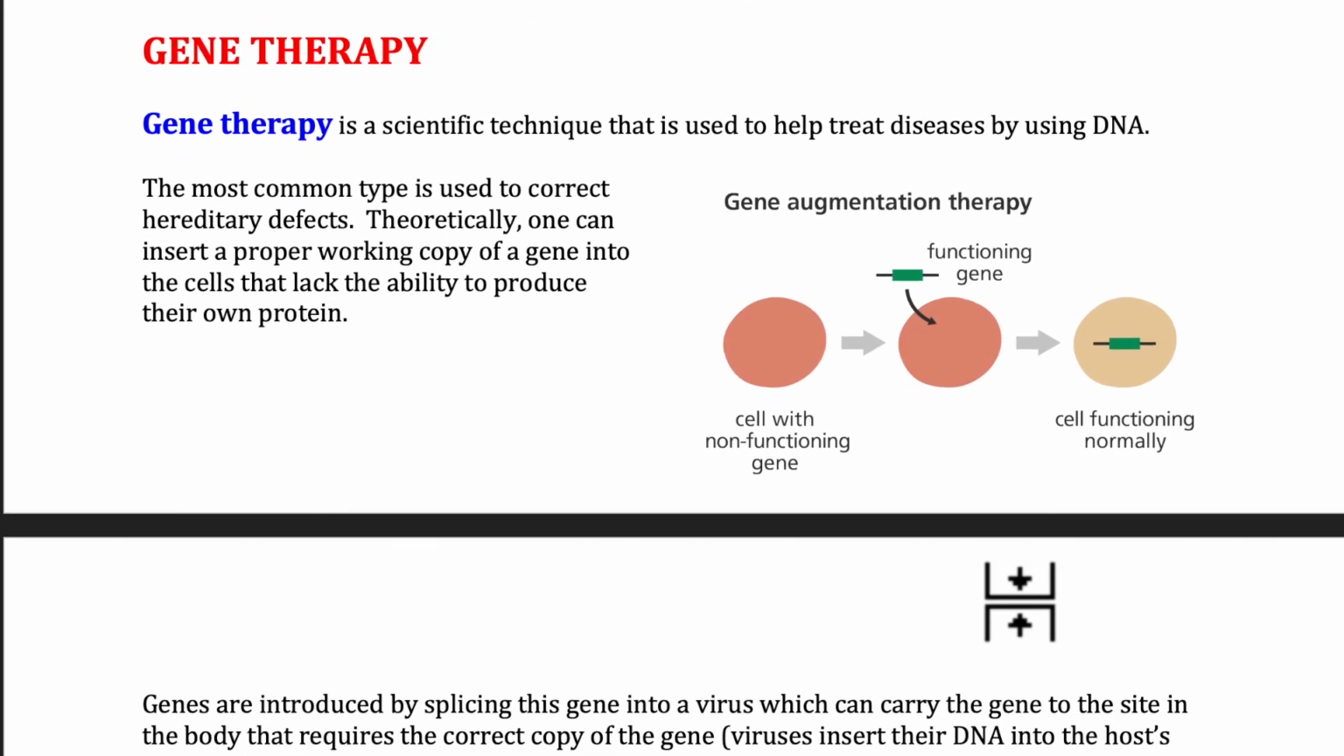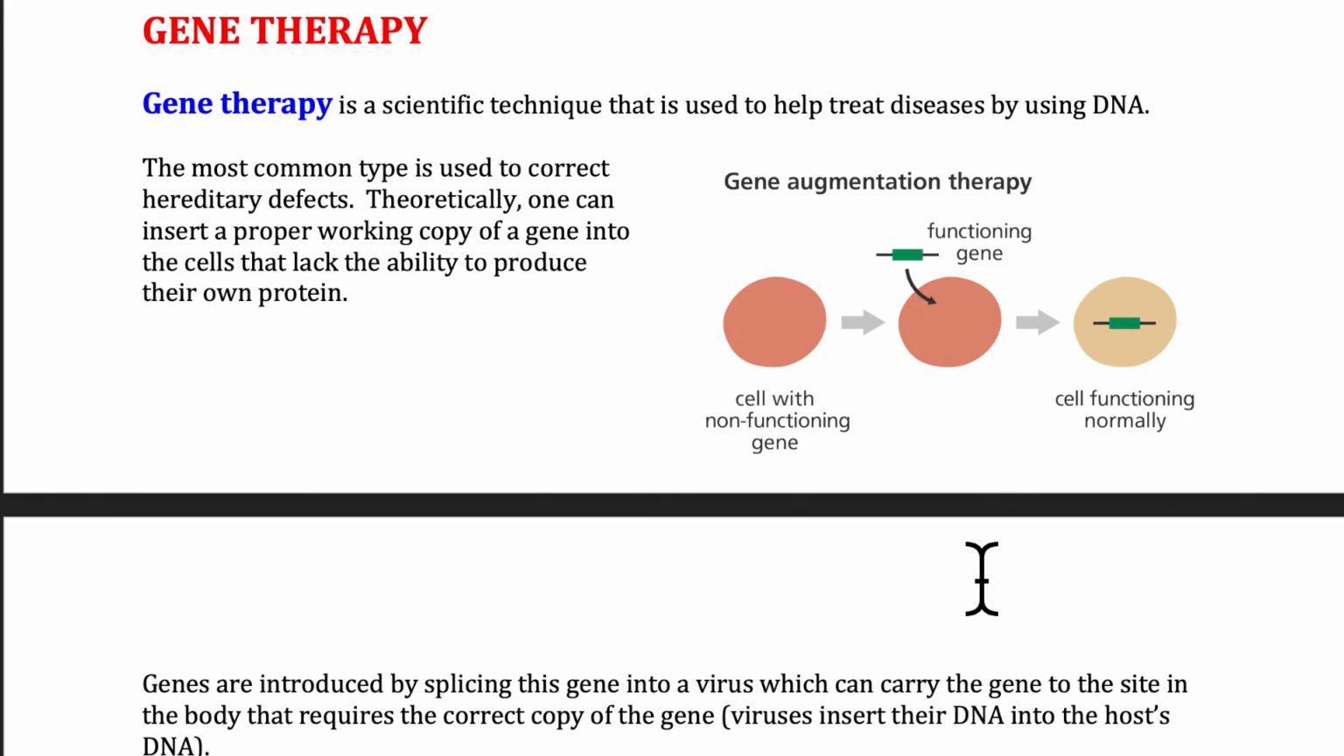So gene therapy. Gene therapy is a scientific technique that is used to help treat diseases by using DNA. The most common type is used to correct hereditary defects. Theoretically, one can insert a properly working copy of a gene into the cells that lack the ability to produce their own protein. Gene augmentation therapy. See, you have a cell with a non-functioning gene. You pop in a functioning gene, and then bam, you get the cell functioning normally.